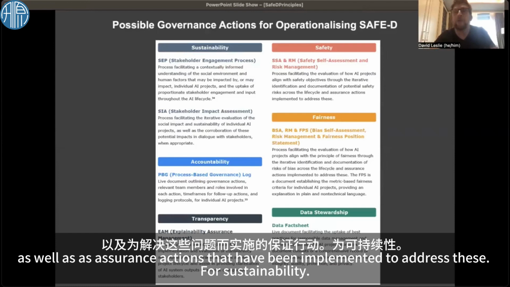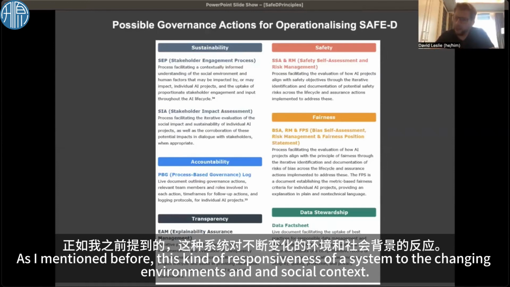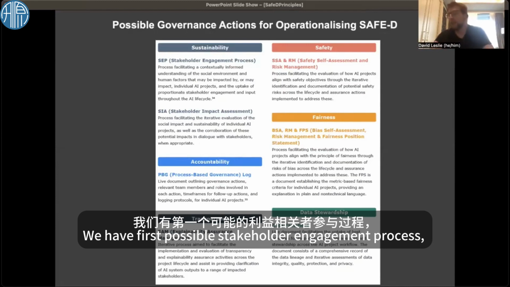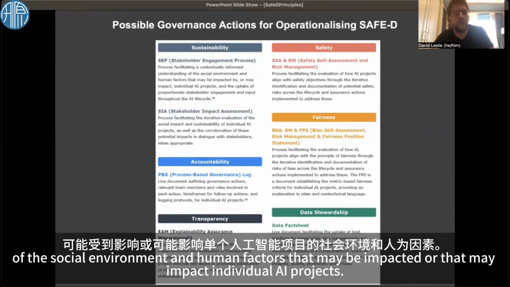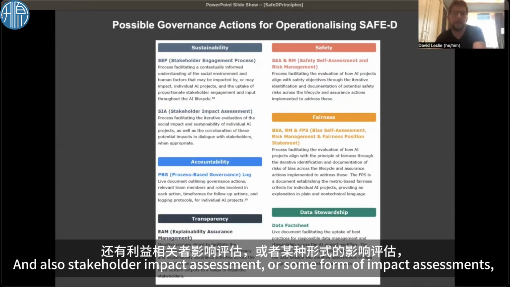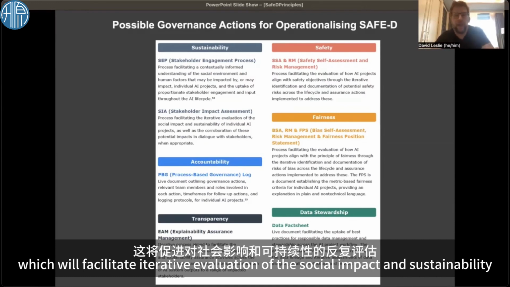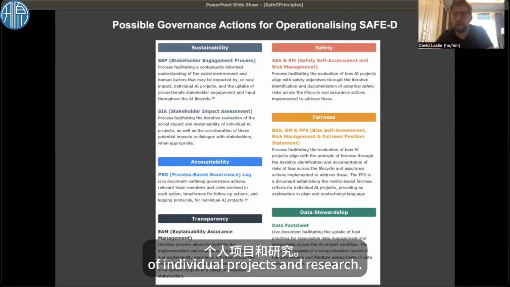For sustainability, as I mentioned before, this is the responsiveness of a system to the changing environment and social context. We have first a possible stakeholder engagement process, which facilitates contextually informed understanding of the social environment and human factors that may be impacted or that may impact individual AI projects. And also stakeholder impact assessment, or some form of impact assessment, which will facilitate iterative evaluation of the social impact and sustainability of individual projects and research.